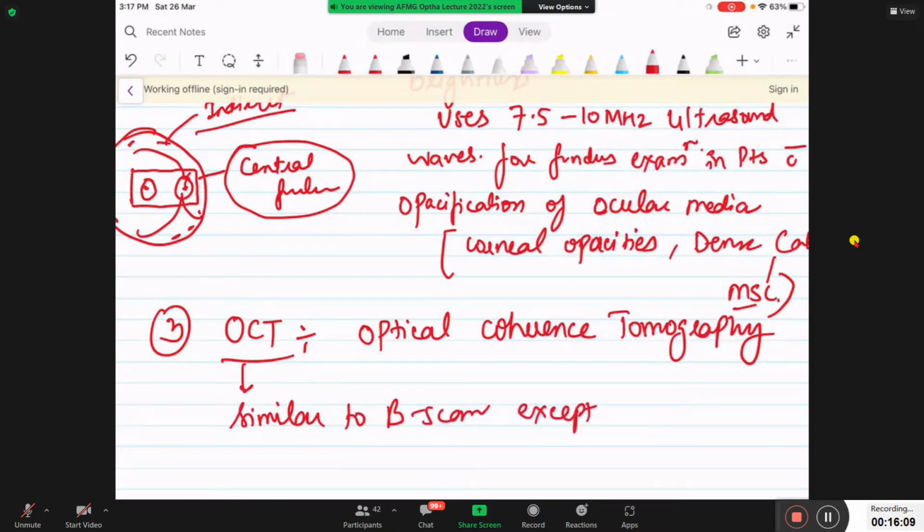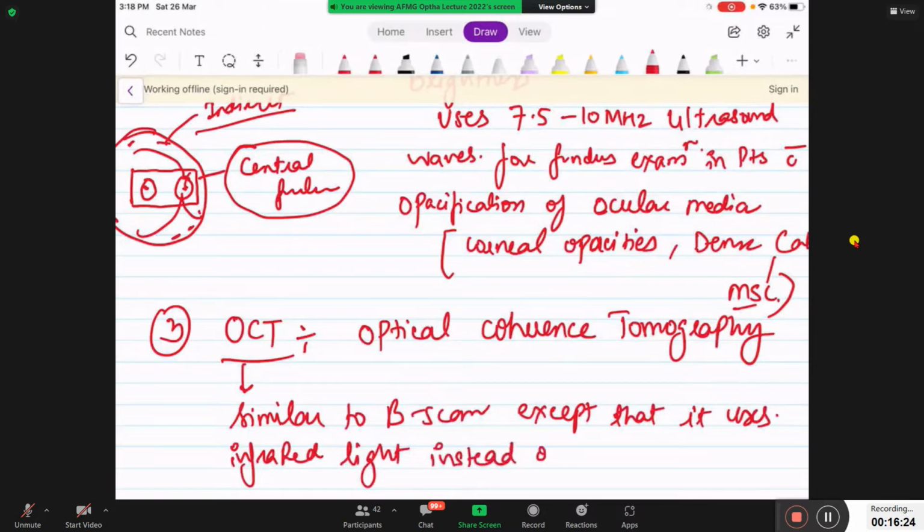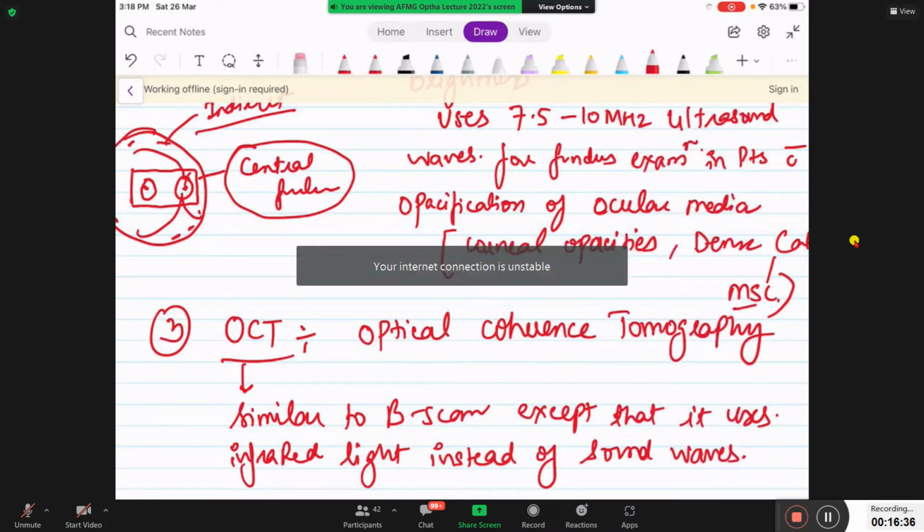ultrasonography, except that it uses infrared light rays instead of sound waves. Ultrasound waves. Here in OCT, we are using infrared light. Okay.